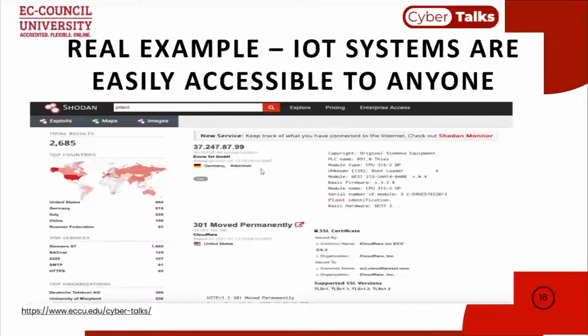You're not doing anything else. Nobody has done anything, at least I did not when I looked into it. I just typed in plant, hit search, and this is the information that came from Shodan. So a lot of information is widely open.